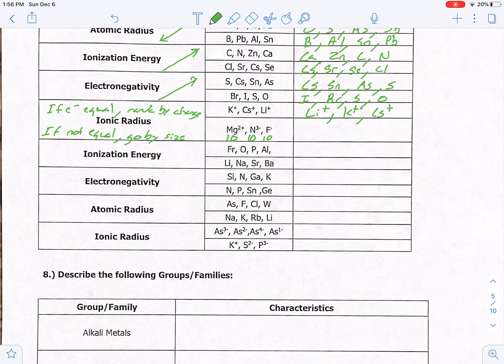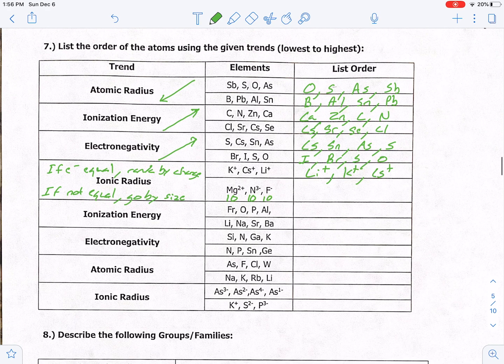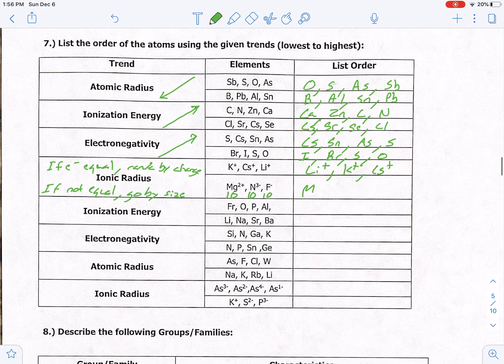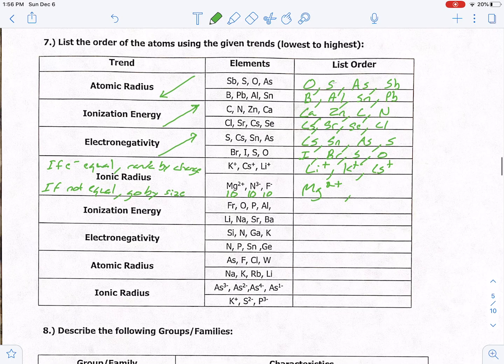So now we're going to rank them based on charge, going from smallest to biggest. Remember, positive is smaller, negative is bigger. So that means Mg2+ is going to be the smallest, followed by F with a 1- charge. That's the next biggest. And then my biggest would be nitrogen with a 3- charge. So positive is smaller, negative is bigger.